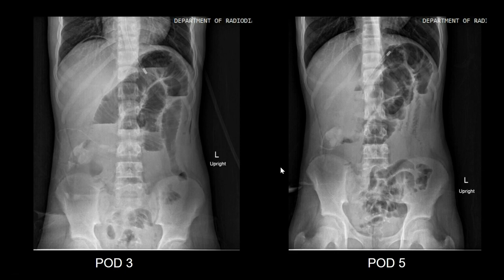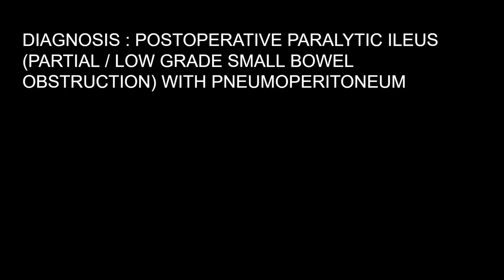Serial radiograph taken 2 days apart shows reduction in size of small bowel loop dilatation with reduced air fluid levels and increased air in large bowel, and also significant reduction in air under bilateral hemidiaphragm. Radiograph findings are suggestive of postoperative paralytic ileus with partial or low-grade small bowel obstruction with pneumoperitoneum.